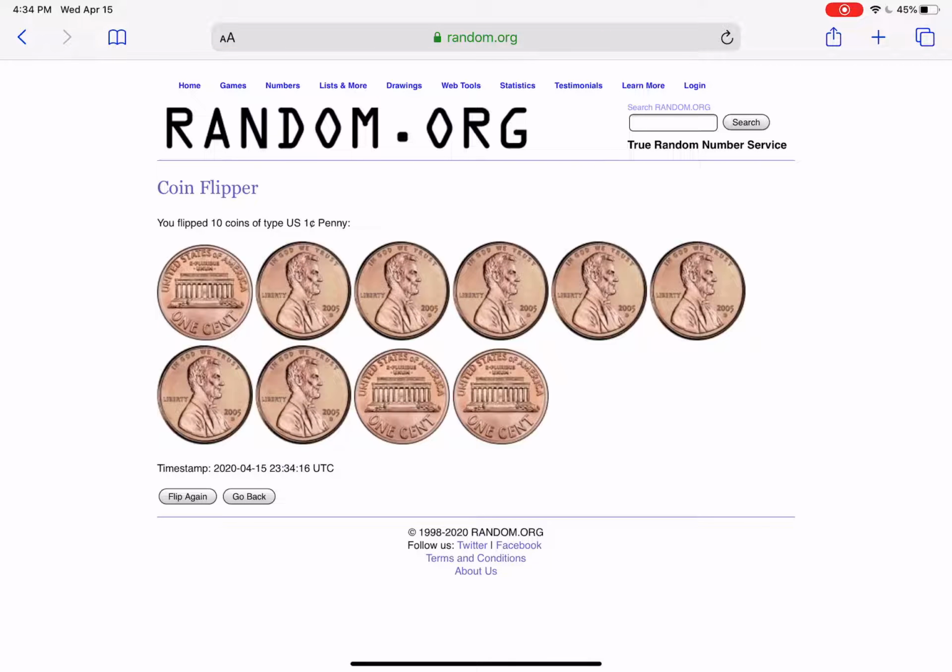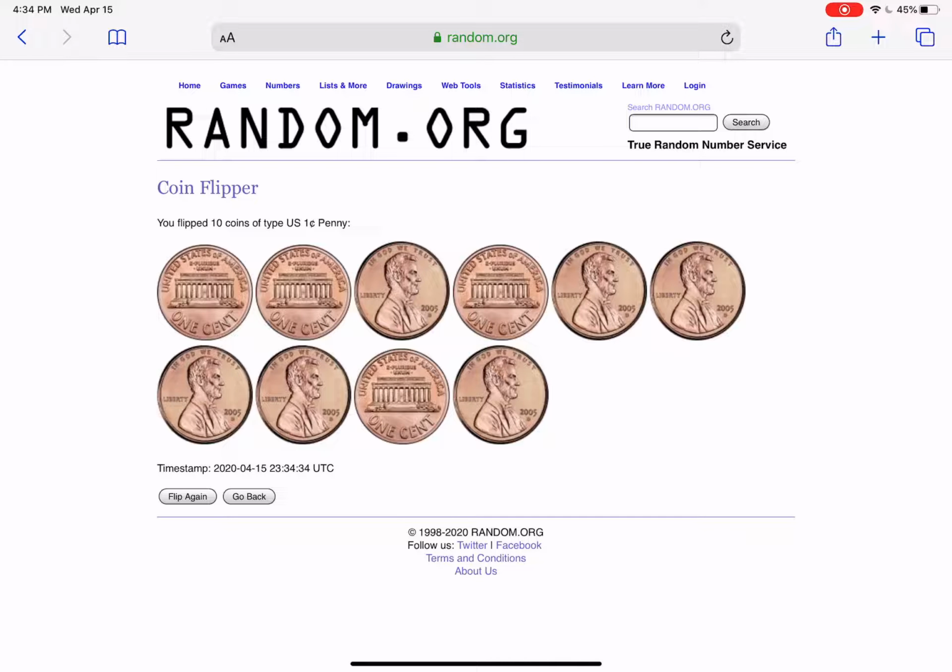In this case, we got 7 heads and 3 tails. That's very different. If I only did this one test, I would say the probability of getting heads is 70% and the probability of getting tails is 30%. Experimentally, that's what happened. But if I flip again, now I get 6 heads and 4 tails. So now it looks like the probability is 60 and 40.